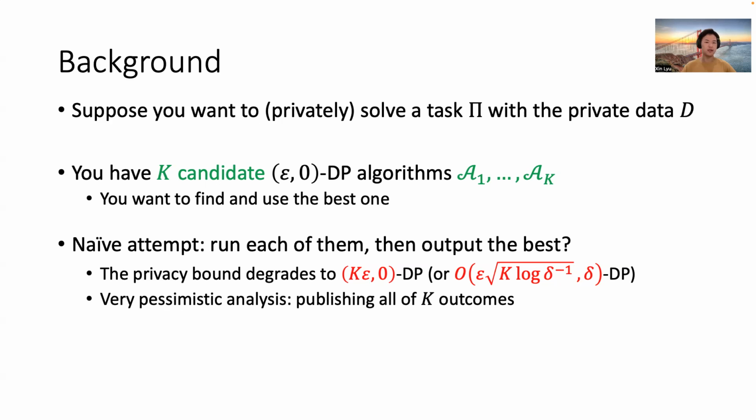So this is a very pessimistic analysis. It allows you to publish all of your k outcomes for running the k algorithms. However, in our scenario, we are interested only in the best algorithm and the best outcome. Can we do better?